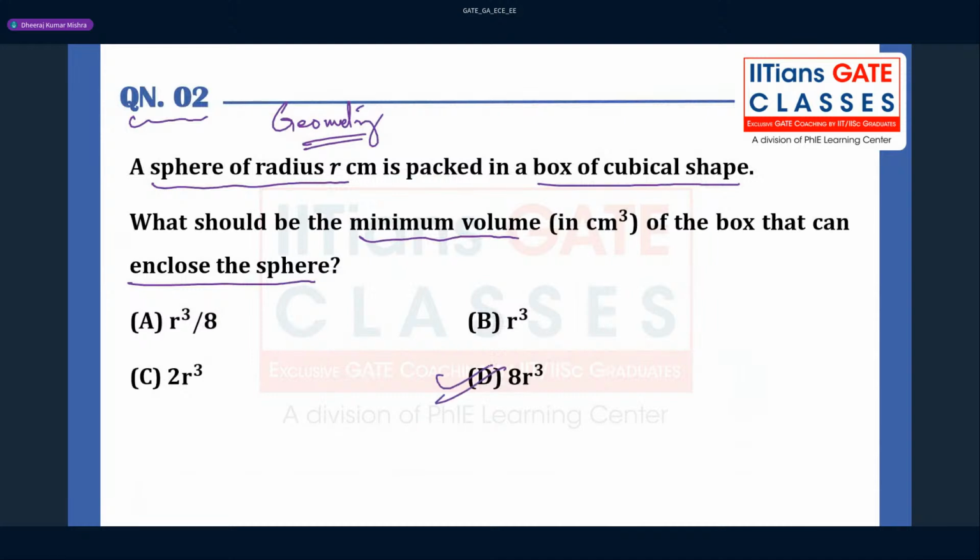That's it. If you know the volume of the cube and the geometry of the sphere, this is a very simple question. So option D will be correct for this question. You can match according to the official key also.